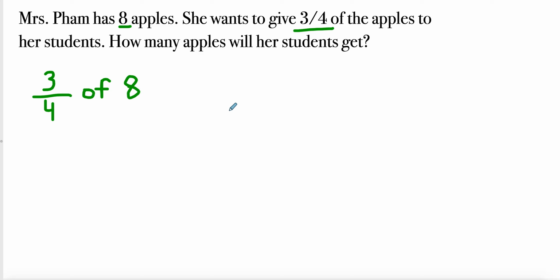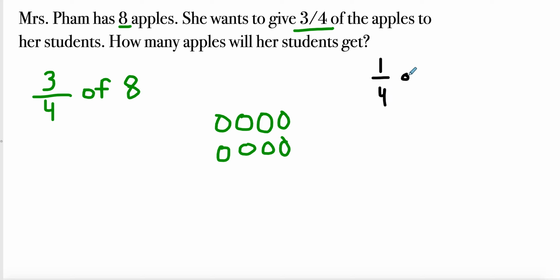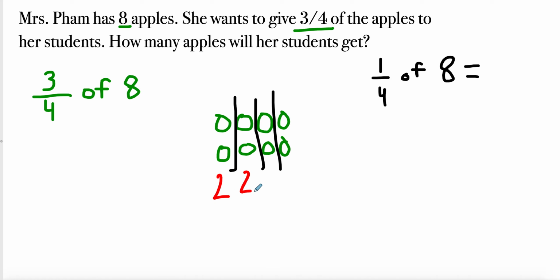So watch how I do this. First, I'm going to draw my 8 apples. 1, 2, 3, 4, 5, 6, 7, 8. And first thing is I want to think, well, I want to find 3/4 of 8. But first, let me figure out what's 1/4 of 8. That's going to be my first step. Okay, well, I'm going to break up my 8 items into 4 equal groups. So I can see that 1/4 of 8 is 2 because there's 2 apples in each group.